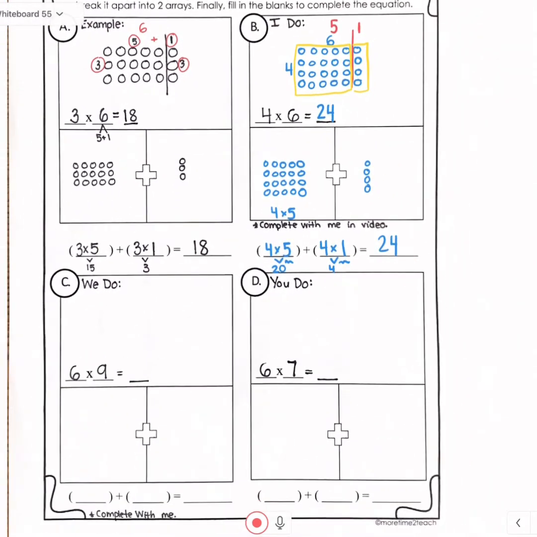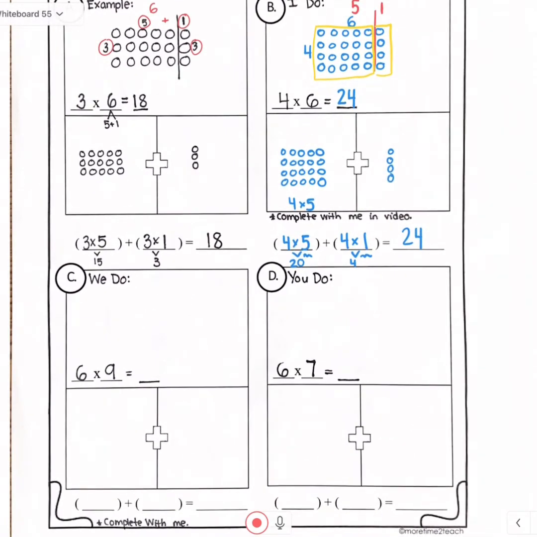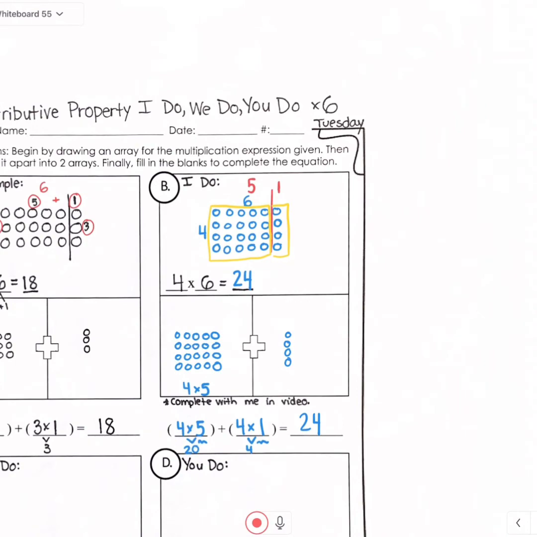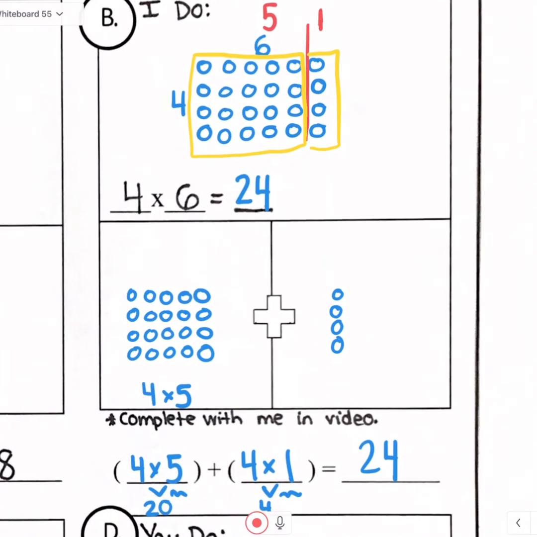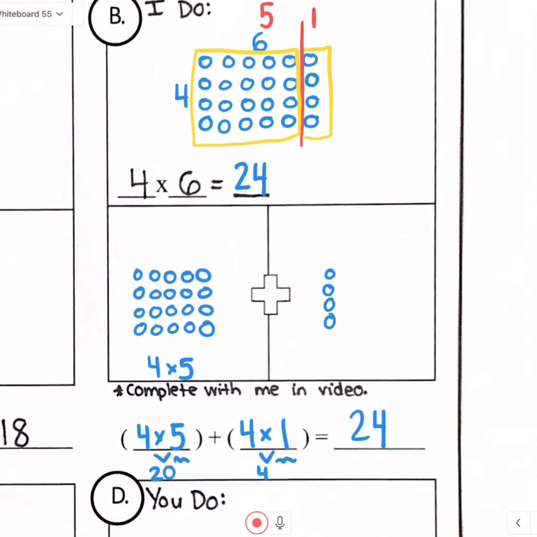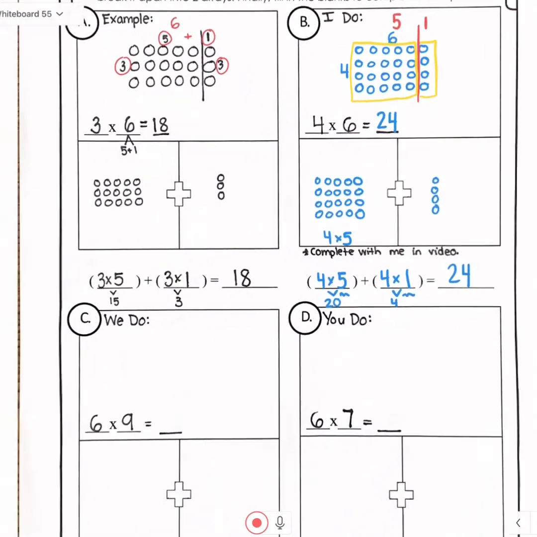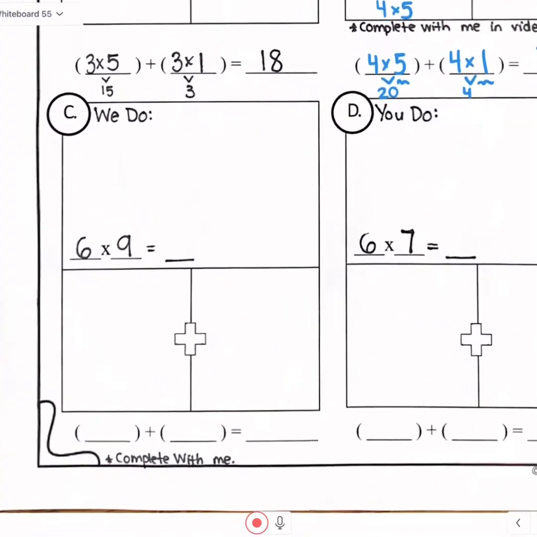Okay, for our we do, I'm going to go ahead and show you, and let me zoom in really quick because I'm not sure if once this transfers to YouTube you'll be able to see this as clearly. So right now, if you still need to copy down your work, pause the video, copy down your work, and then as soon as you have it copied down, you can go ahead and resume the video. Let me zoom out a little bit more so you can see that. Okay, I'm going to go ahead and move on to the we do section.